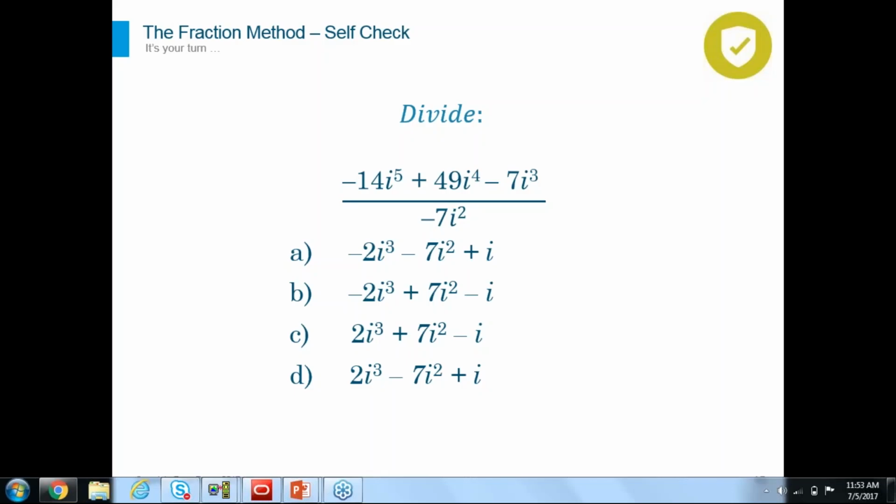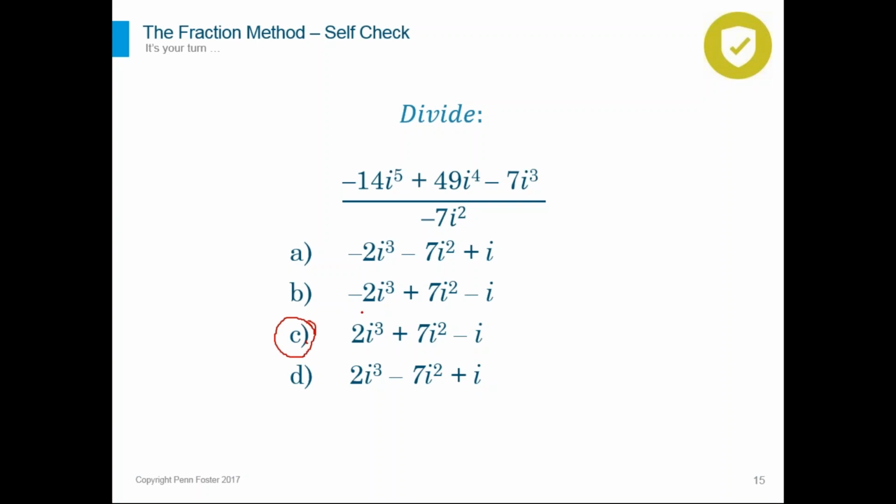Okay, so the answer here is actually C. C is the right answer. And from looking at the first term, negative 14 over negative 7 should give you a positive. So this answer and this answer should just get eliminated, and we have to choose between these two. That way, you can make an educated guess based on the signs that you have in your answers. So C is the right answer if you work out the problem till the end.